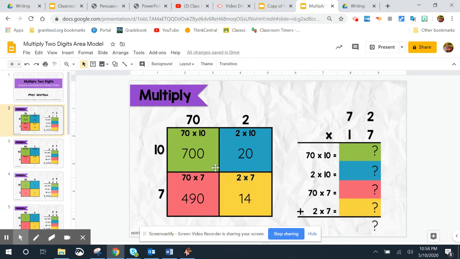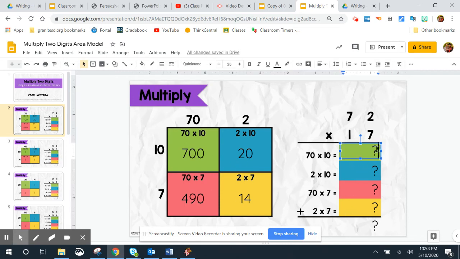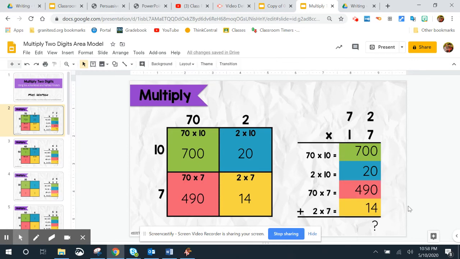Okay, now I'm going to take each one of these multiplications or partial products and add them together. So first I'm going to line these up. So I'm going to put 700, 20, 490, and 14. Now, since I have my scratch paper here, I'm going to go ahead and write this addition problem down because it's usually easier if you have scratch paper on hand. I always like to have it on hand.